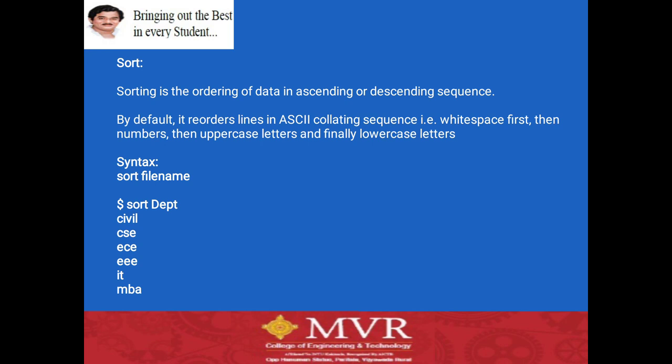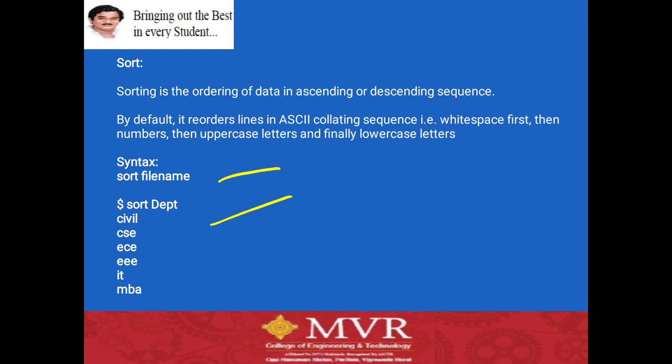The syntax of the sort command is very simple. Simply write sort followed by the file name, and whatever the file contains will be sorted. For example, I have taken a department file in which we have stored several departments. Once you use sort with that file name, all the contents of the file will be sorted. As I said earlier, white spaces are displayed first, followed by the numbers, then the uppercase letters, then the lowercase letters.